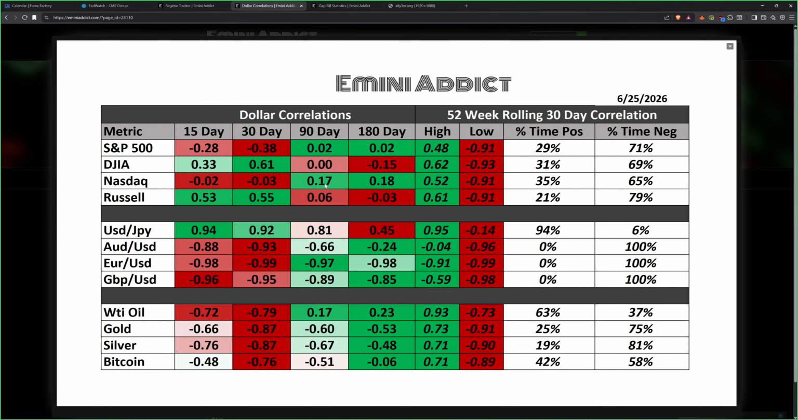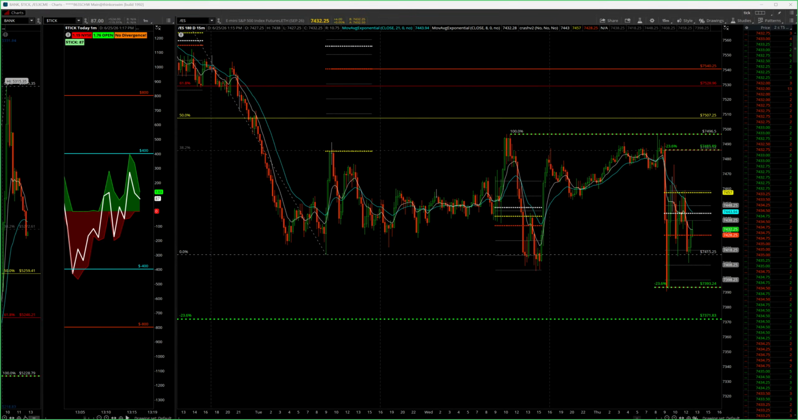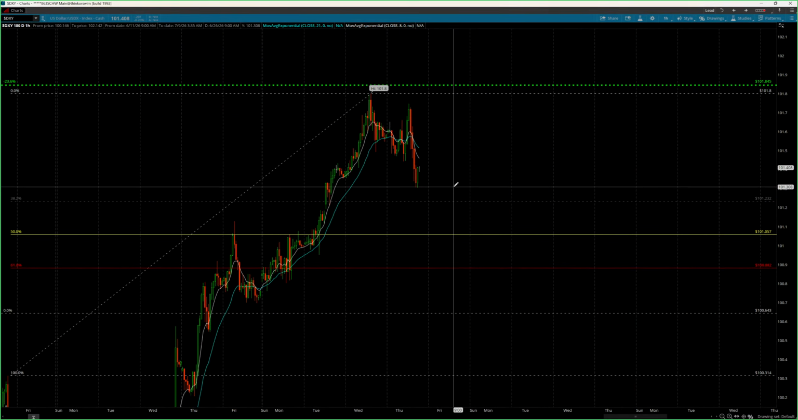And you can see that in the dollar correlations. You can see here S&P and NASDAQ, negative correlations, Dow and Russell, positive correlations. And so if the dollar pulls back into support, what do we have here for the S&P and the NASDAQ? Rallies. If the dollar is pulling back into its extension, what do we have for the Dow and the Russell? Weakness. They're positively correlated. So that's going to be interesting as we move forward here into the afternoon.